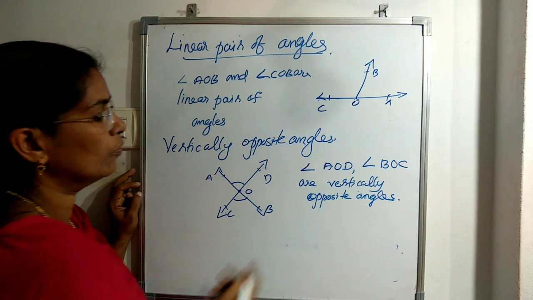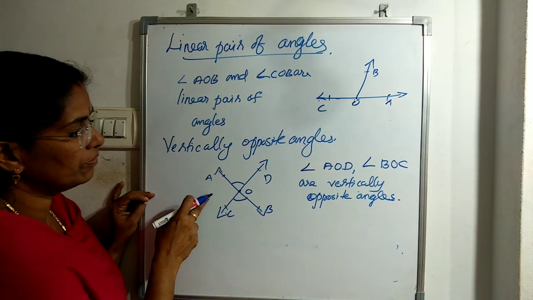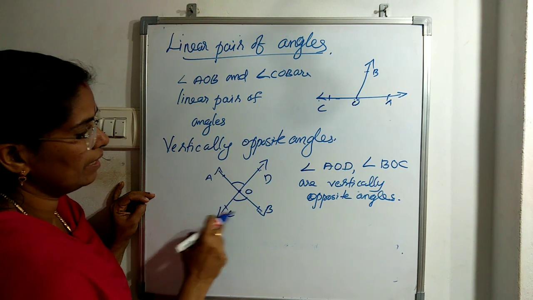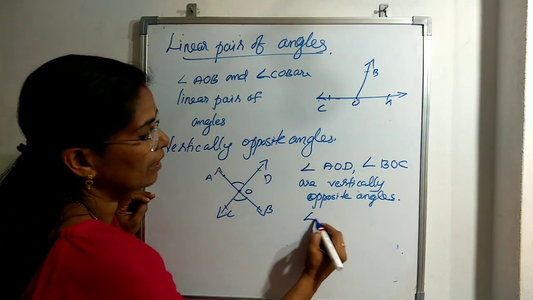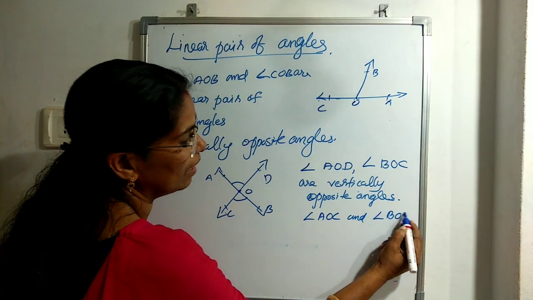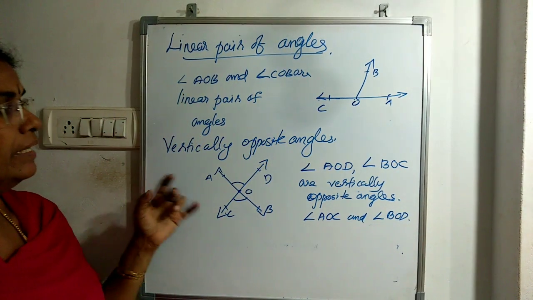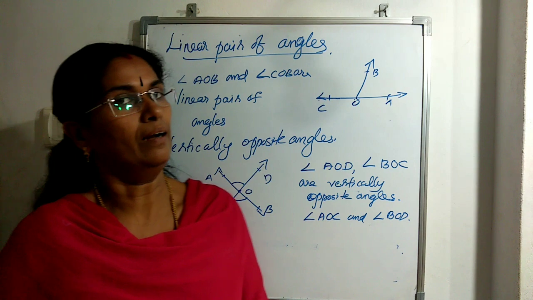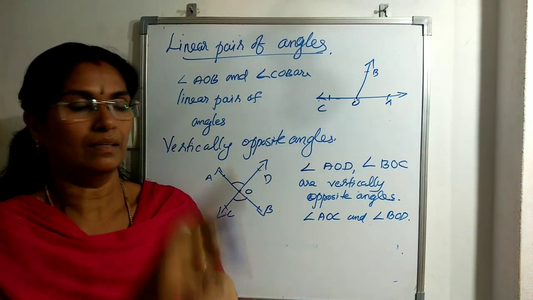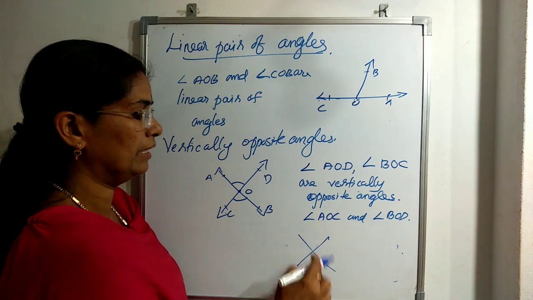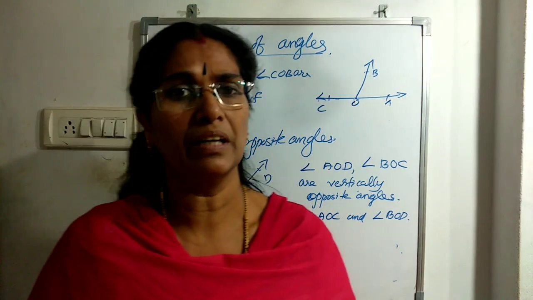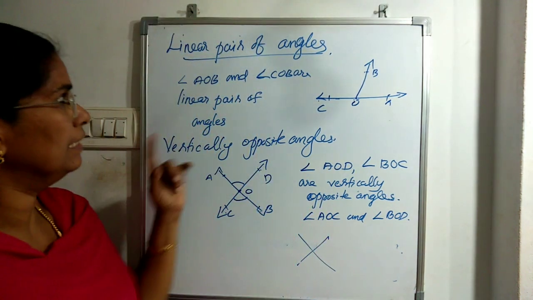Can you say one more example from this itself? Vertically opposite angles, that is AOC and BOD. Angle AOC and angle BOD are another pair of vertically opposite angles. Clear this one, vertically opposite angles? In scissors, like this, we can see vertically opposite angles. This is also very important, vertically opposite angles and linear pair.